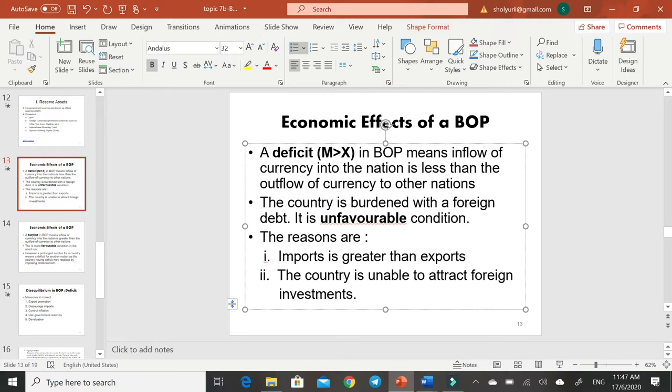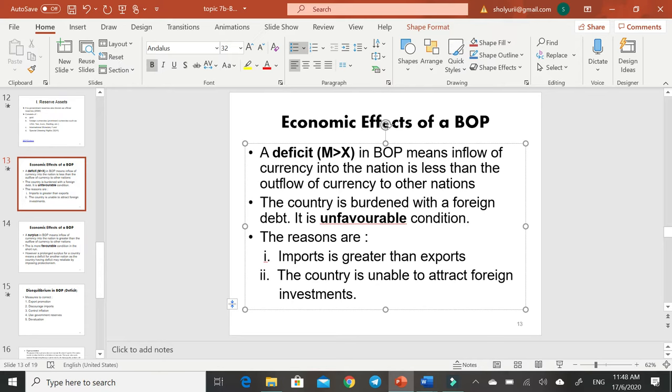Okay, so what happened there? The country is burdened with a foreign debt. Because we are buying goods from outside of the country, we need to pay for it. This is an unfavorable condition. This is not good for a country. Okay, because when the debt accumulates, at the end of the day, if you are unable to pay the debt, the country will go bankrupt. Okay, the reason is, of course, import is greater than export.